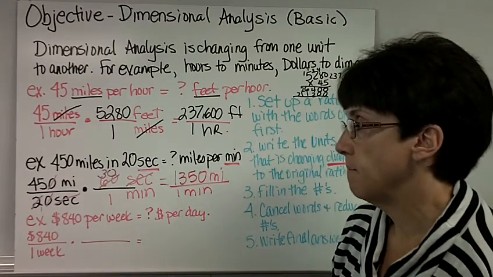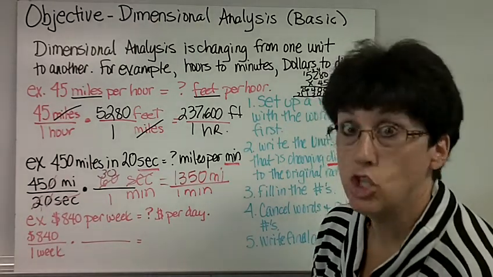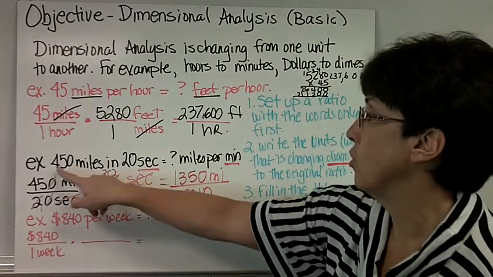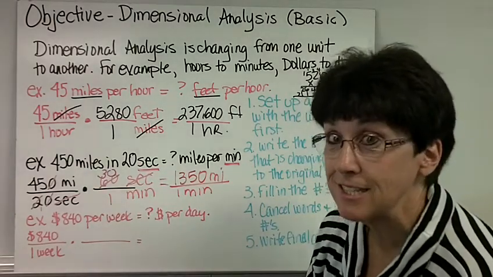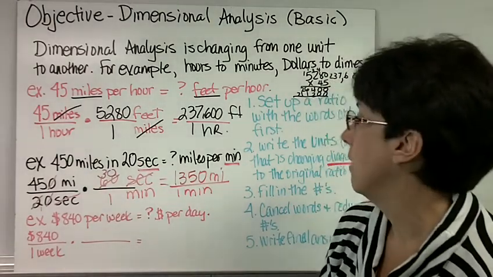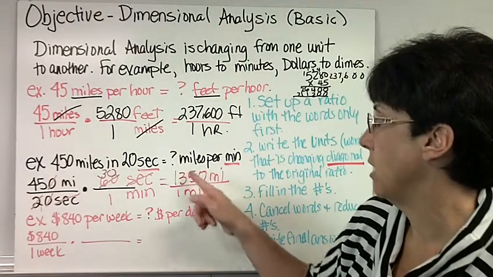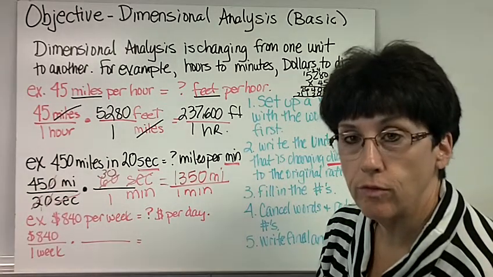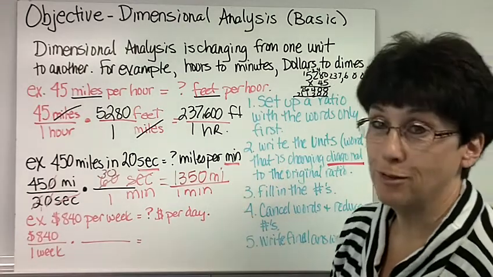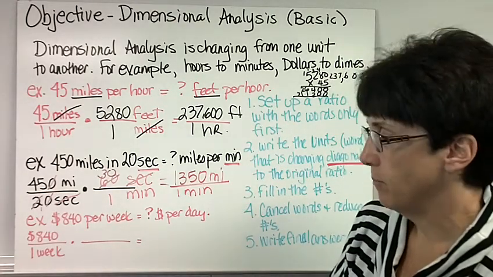So think about it. If you are on a jet, you must be going very fast, to go 450 miles in 20 seconds, okay, now you're on a rocket ship. How far can you go in a minute? 1,350 miles in a minute. That'd be pretty cool. You must be on a rocket ship. Okay, let's do one more.